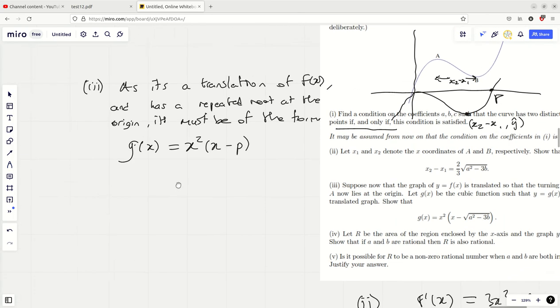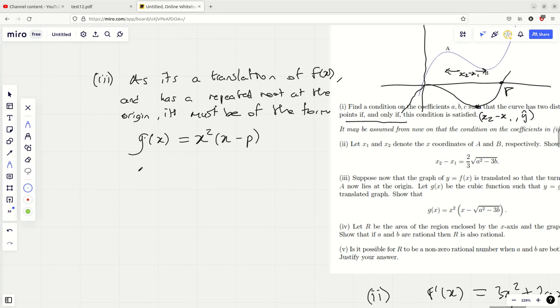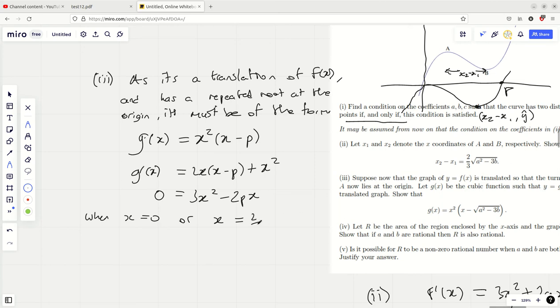And that's very good because what we can do is we can differentiate this. g dash of x is going to be, should we use product rule? 2x (x minus p) plus 1 times x squared, so plus x squared. You're going to end up with 3x squared minus 2px. And this should equal 0 when x equals 0, well, clearly that's the solution, or when x equals x2 minus x1, in other words, 2/3 root a squared minus 3b.